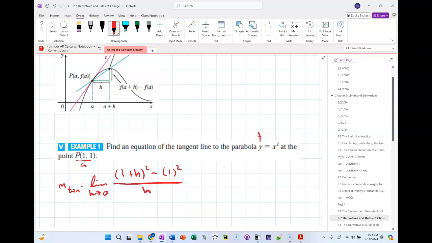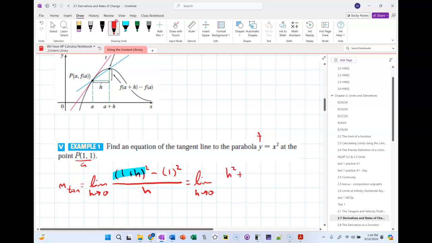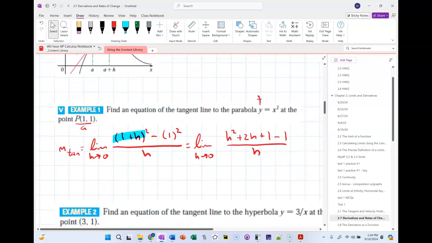Can I do a direct substitution here? Nope. What should I do? How about I just FOIL this out and see what happens? I don't see any other better ideas. So if I FOIL that out, I get h squared plus 2h plus 1, and then I have a minus 1. And that looks pretty good to me, right? What do you notice there in the numerator? The 1's cancel, and after the 1's cancel, what can we do? Yeah, I can take out an h and reduce it, right?